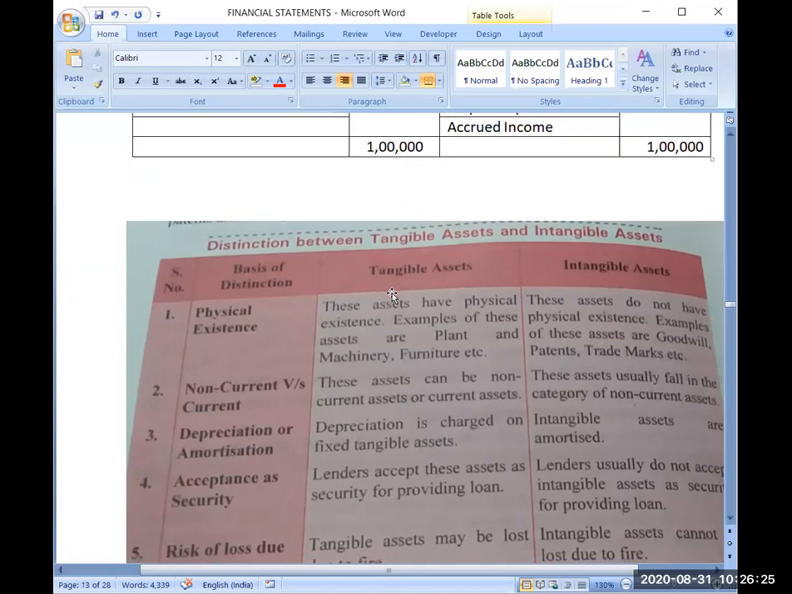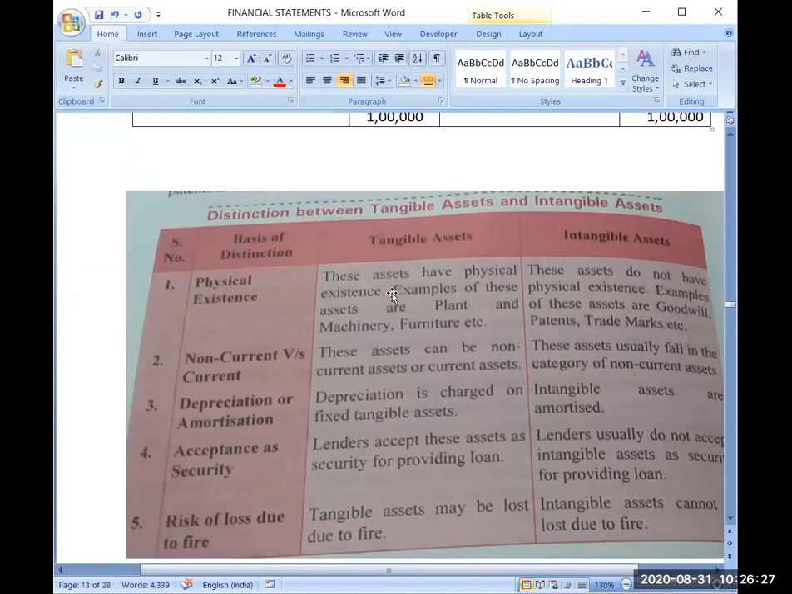This is the difference between tangible assets and intangible assets, which we have discussed earlier also. Tangible assets are physically visible and we can touch them, but intangible assets are not physically visible. We cannot touch them or see them, though we can feel them. Tangible assets can be non-current or current, but intangible assets are always non-current. What we charge on tangible assets is depreciation, and on intangible assets it is technically called amortization, but both are the same.